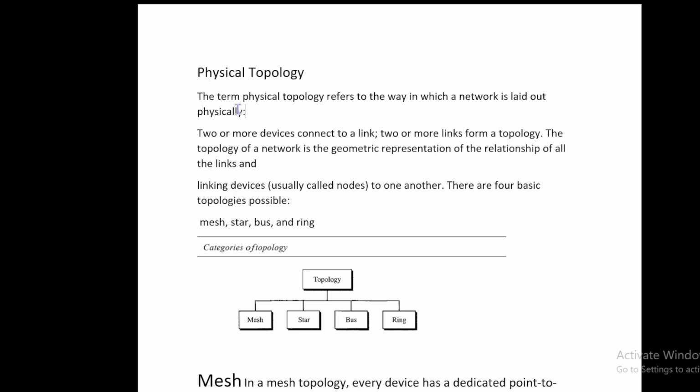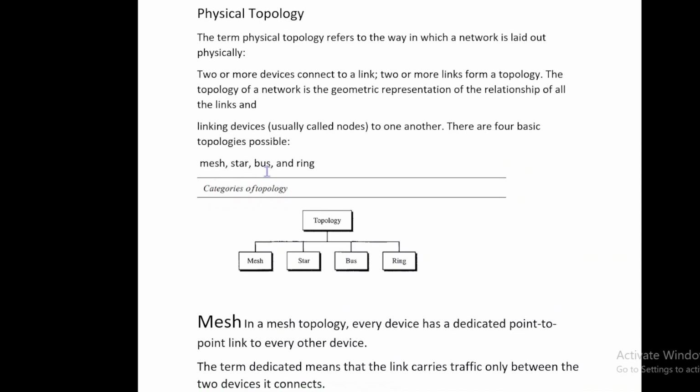Physical topology. The term physical topology refers to the way in which a network is laid out physically. Two or more devices connect to a link. Two or more links form a topology. The topology of a network is the geometric representation of the relationship of all the links and linking devices, usually called nodes, to one another. There are four basic topologies possible: mesh, star, bus, and ring.